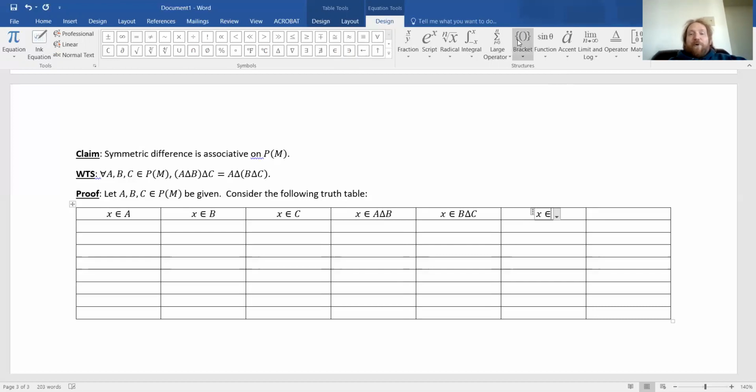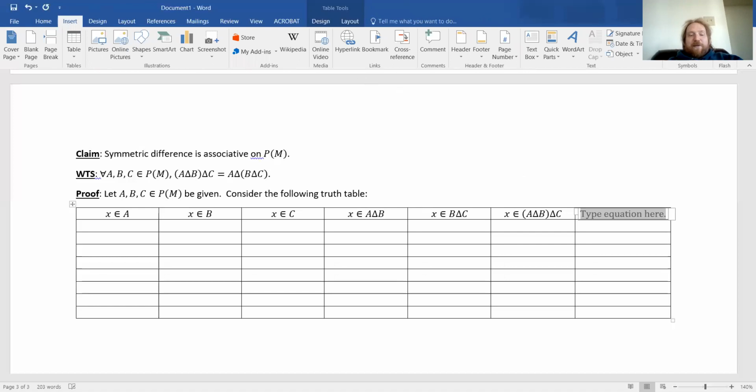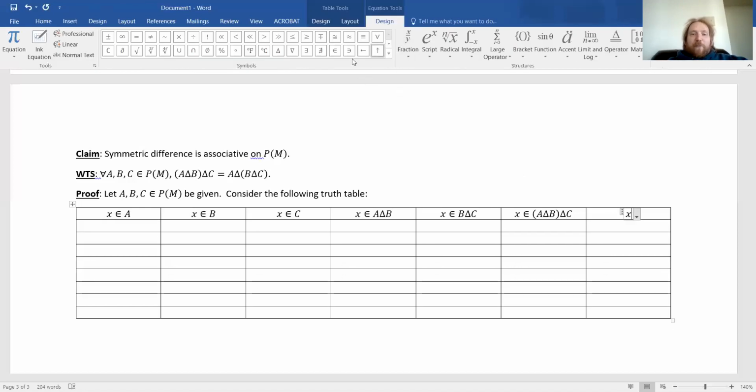X is a member of (A symmetric difference B) symmetric difference C, with A and B in parentheses. And X is a member of A symmetric difference (B symmetric difference C), with B and C in parentheses.